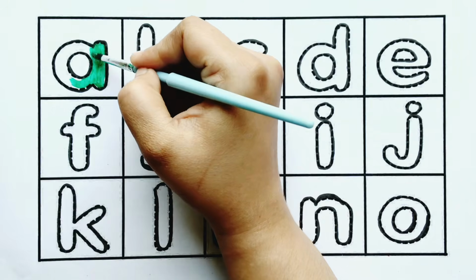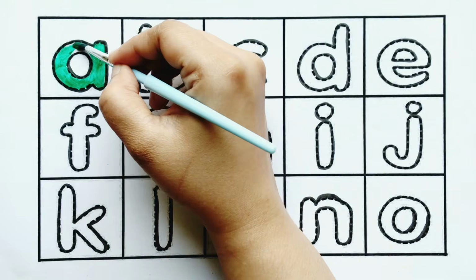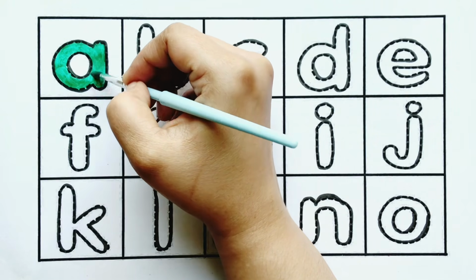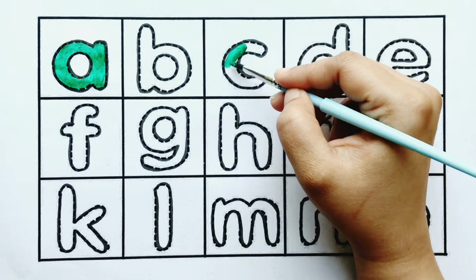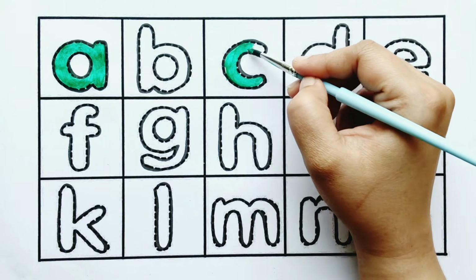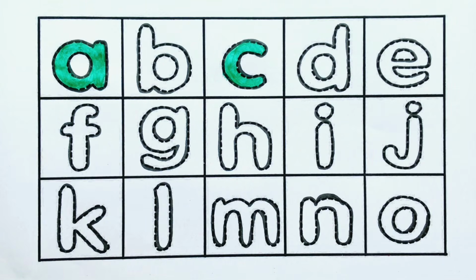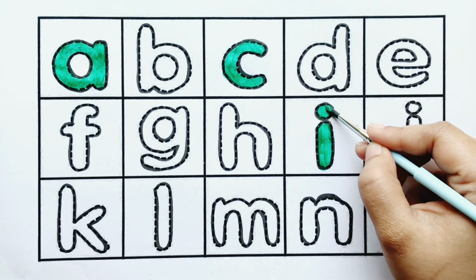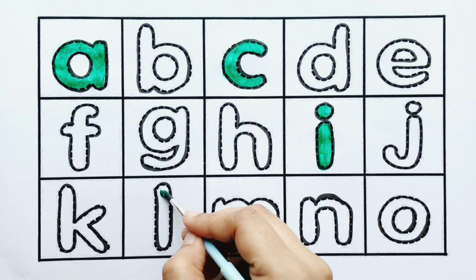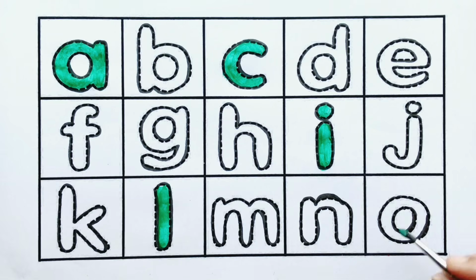Green color, small letter A. A for ant. C for cherry. I for ice cream. L for lion. O for octopus.